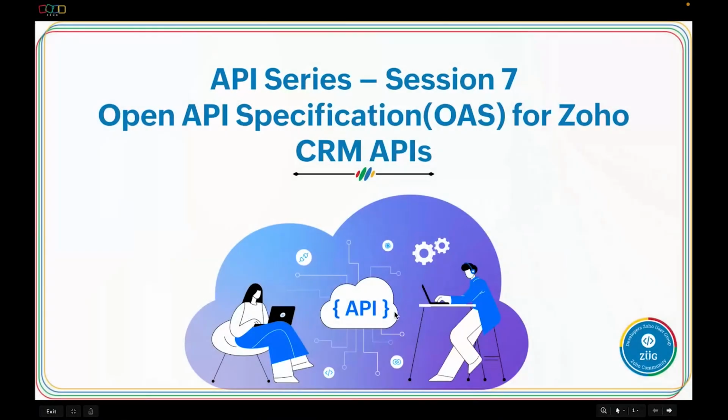This is the 7th session of the Zoho CRM API learning series. In this session, we'll be discussing the OpenAPI specification, or more commonly OAS, for Zoho CRM APIs. So over the next hour, we'll unpack what OAS is, why it's important, how Zoho CRM leverages it, and how you can take full advantage of it.